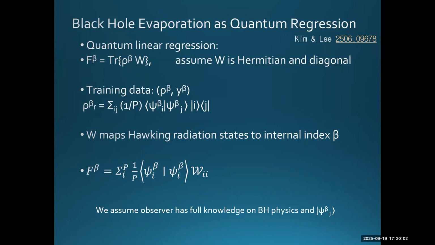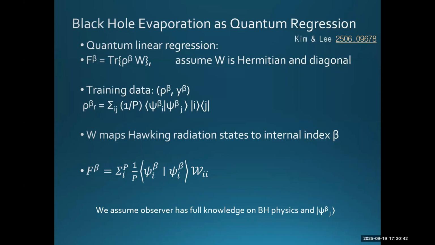Psi beta, psi j is the same internal state, and what is beta? Beta is the index for the black hole internal state. Then what is i? What is the difference between i and beta? The state has two indices. Beta represents the internal state of the black hole. I represents the Hawking radiation state. So psi beta j means internal state beta entangled with Hawking radiation state j.